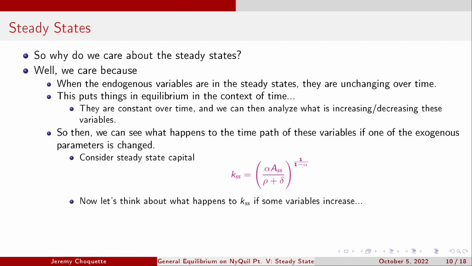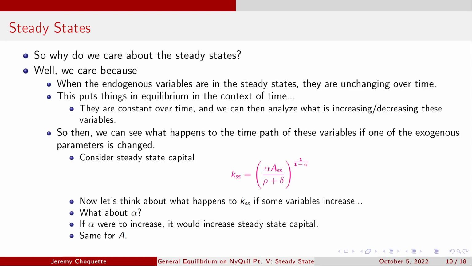What happens to steady state capital if some of these variables increase? What about alpha? Let's say alpha goes up. What is alpha again? Alpha is capital's share of income. So if alpha increases, let's just take a look at this. Okay, the answer is here. If alpha increases, it's also going to be increasing steady state capital. How do we know this? Well, first, it's in the numerator. And also, if you play with the exponent as well, just plug in some random numbers and see what happens to alpha, I mean, not A.